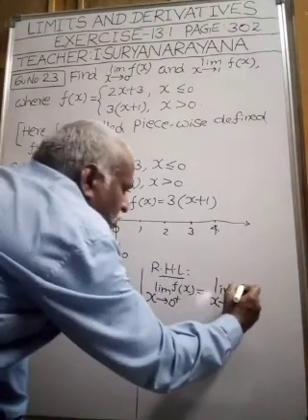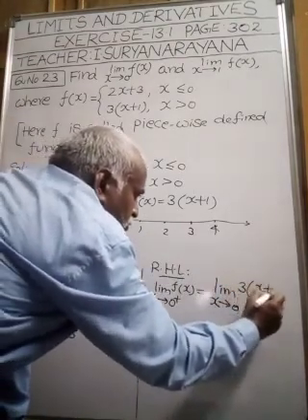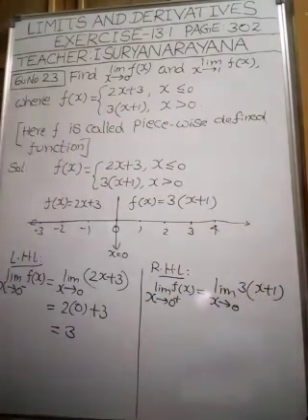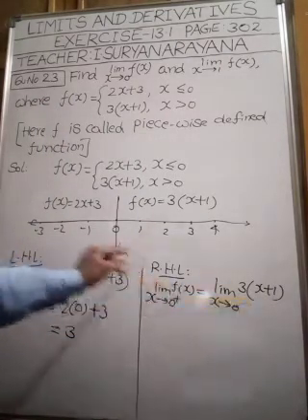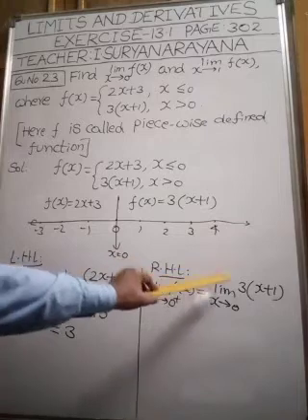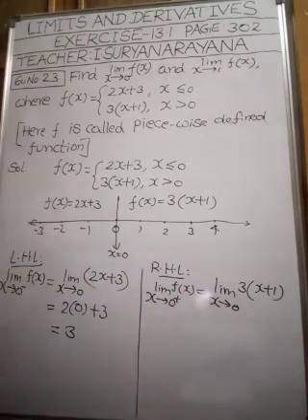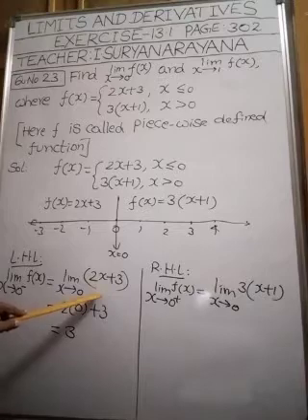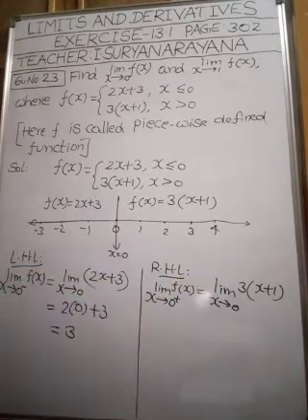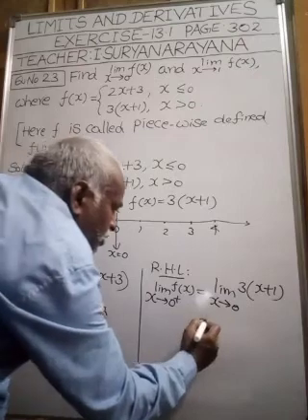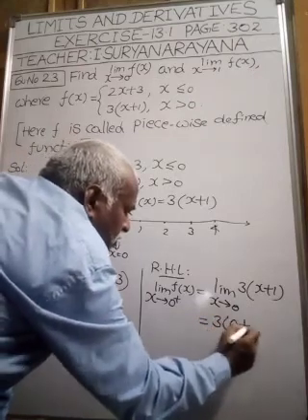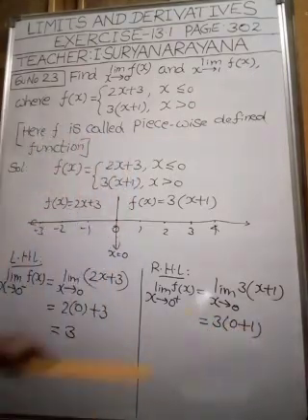3x plus 1, because we have found the exact function. 3x plus 1. Understood this step, my children? Right. Now we substitute. After finding the function, we use the substitution method. Here also we have to go to the substitution method. So 3 of 0 plus 1, because x tends to 0.